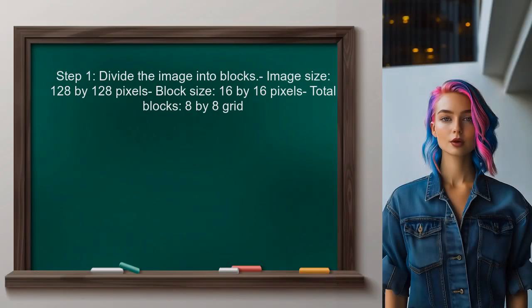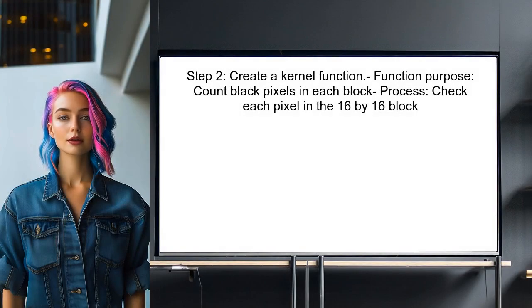To begin counting the black pixels using the GPU, the user should first divide the image into smaller blocks. In this case, each block is 16 by 16 pixels. Next, the user can create a kernel function that will process each block in parallel. This function will check each pixel in the block to determine if it is black.